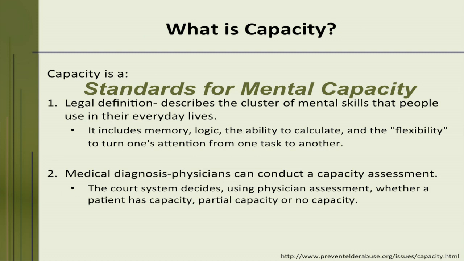So what are the standards for mental capacity? Well, capacity first is a legal definition. It describes the cluster of mental skills that people use in their everyday lives. This includes memory, logic, the ability to calculate, and the flexibility to turn one's attention from one task to another. As we might suspect, these are all very important tasks for us to be able to function independently and safely in life. Especially whenever we're living alone, these become even more important in populations where they have multiple chronic conditions or conditions that require constant medication, and then also be able to address risky situations and come up with new ways of solving problems that may be affecting their quality of life or put them at risk for injury.